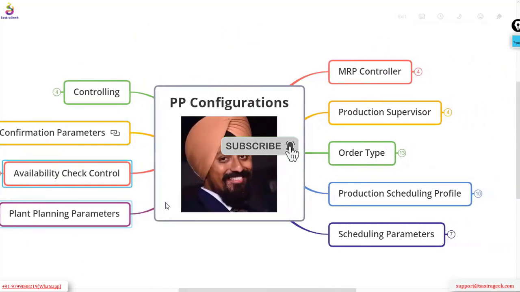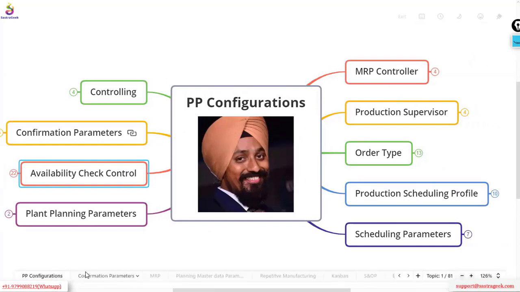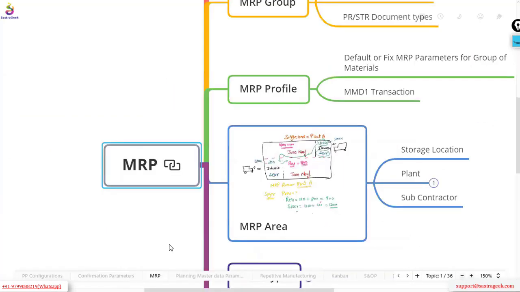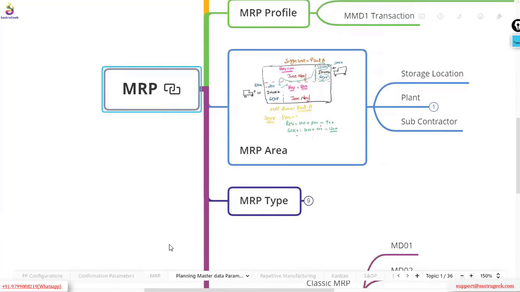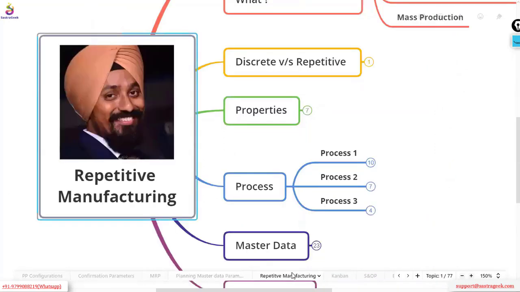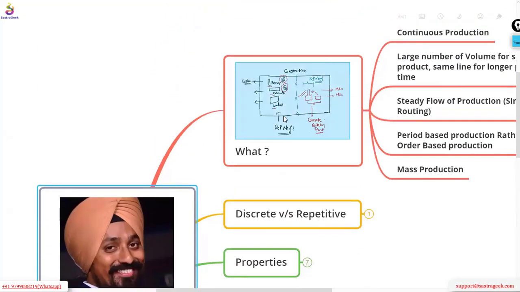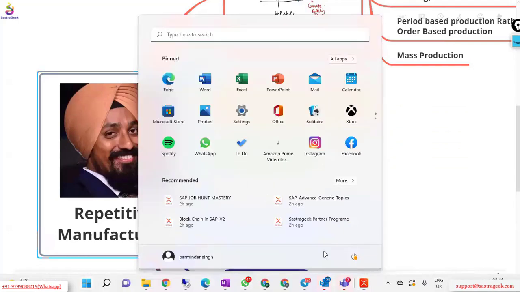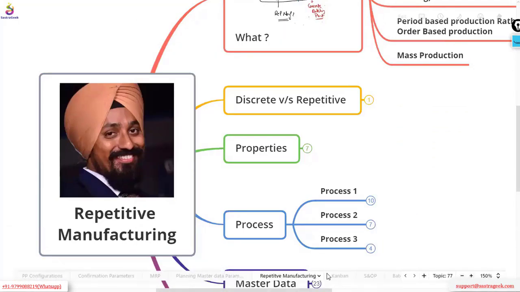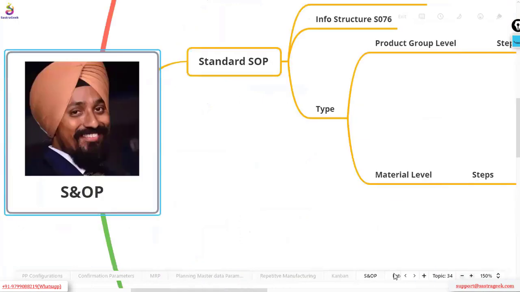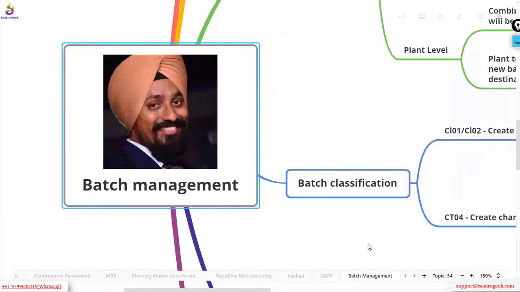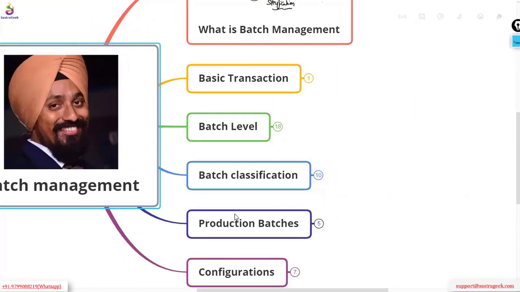learn the concepts. So we have PP configurations, we have configuration parameters, we have MRPs, which have been explained. We have planning master data, capacity planning, repetitive manufacturing. These are all different processes which have been explained using mind map technologies. It has been explained in detail in this training. So we'll be going in depth in our coming training for this. Kanban process, sales and operation planning, batch management, how the batch management would be handled. A lot of things will be there in this training. So I would be stopping my session here with this basic explanation.